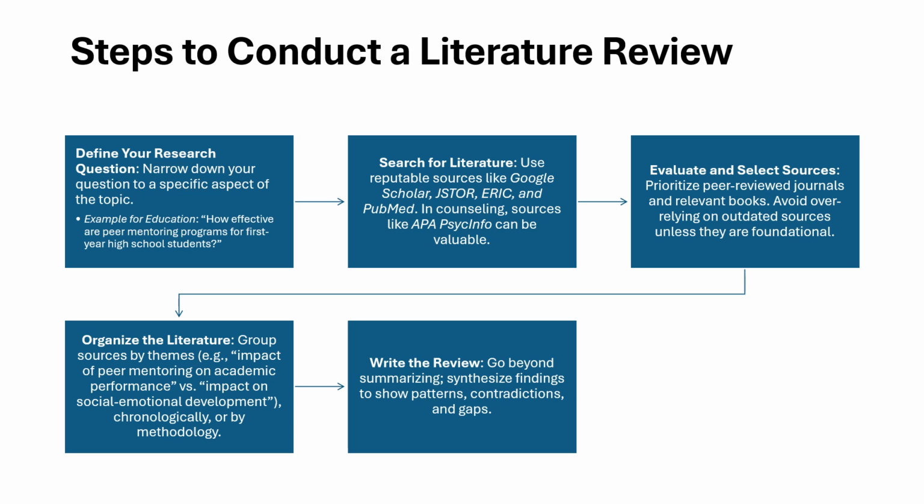Once you have your question, you start searching for literature, right? We've all done this. Reliable sources are essential, so you're using the various databases like Google Scholar or ERIC, or APA PsycInfo, all of these things we went over with the research librarian. After you gather your sources, you need to evaluate and select the most relevant and credible studies, ideally focusing on peer-reviewed articles. And then once you have your sources, you organize the literature in a way that makes sense, by theme, by date, or methodology, and we've all done this.